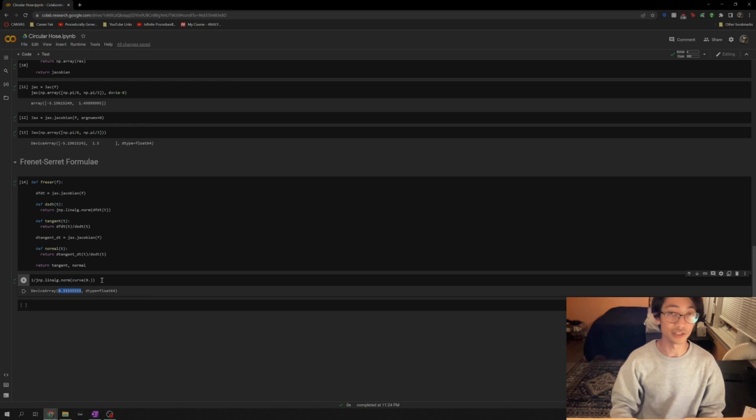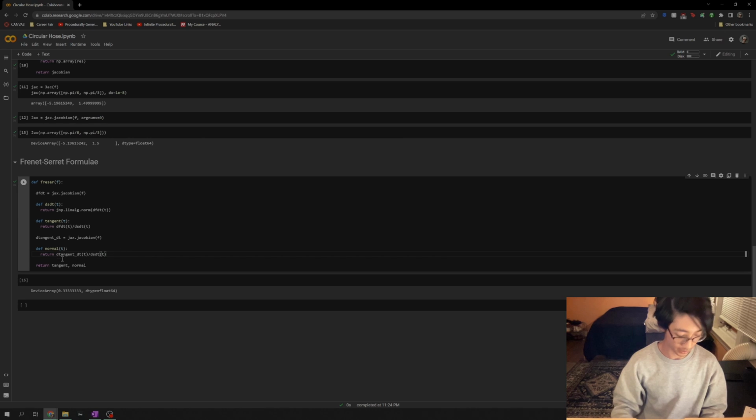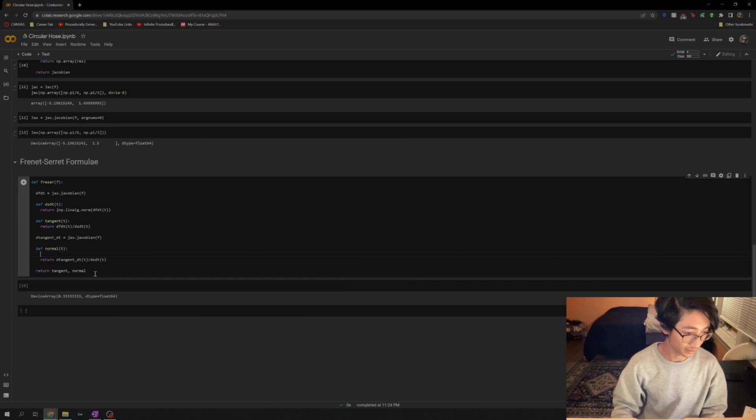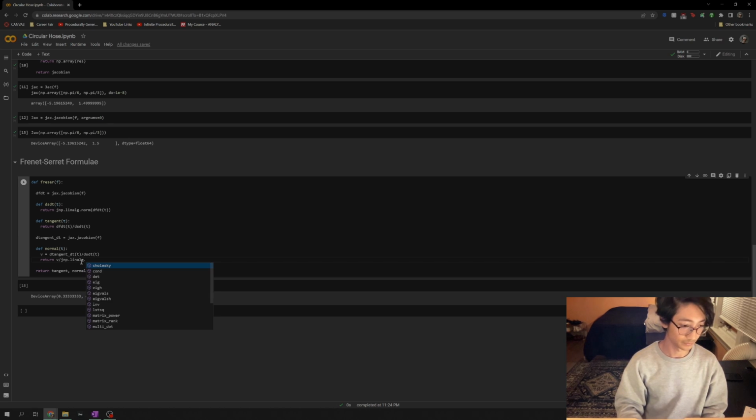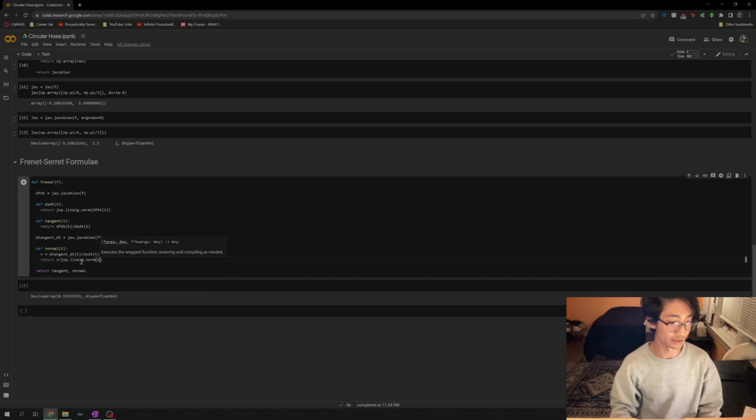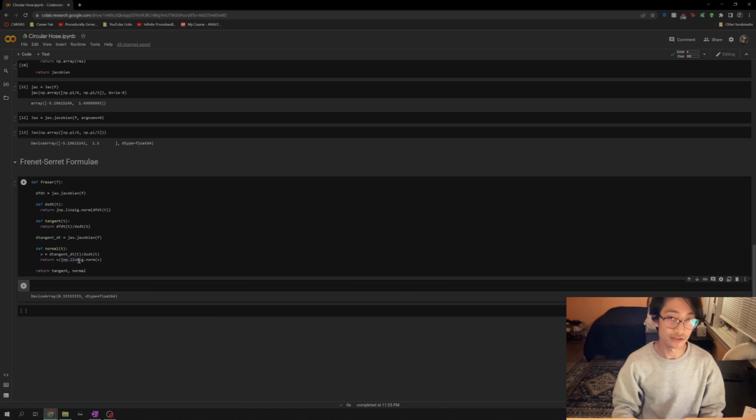One last thing we need to do in order to get our normal vector is to divide by the magnitude as well, so we can actually get the unit vector. So what we need to do here is, I will say v equals this value, and we would simply want this to return v divided by jnp.linalg.norm of v. So that would give us the coordinates of the vectors for our tangent as well as our normal.